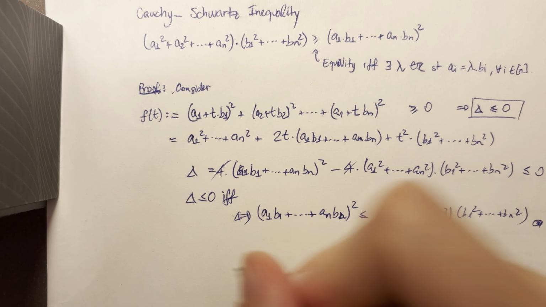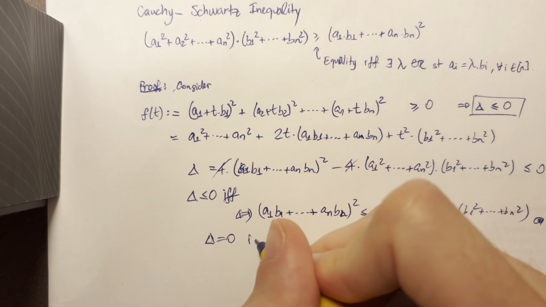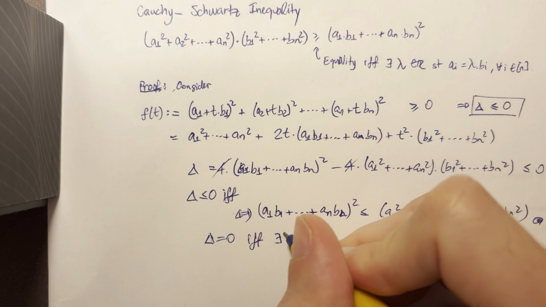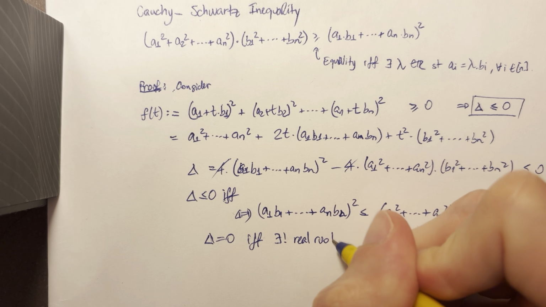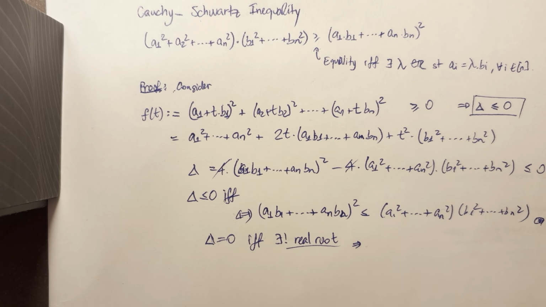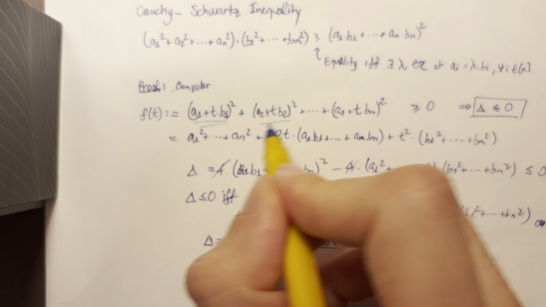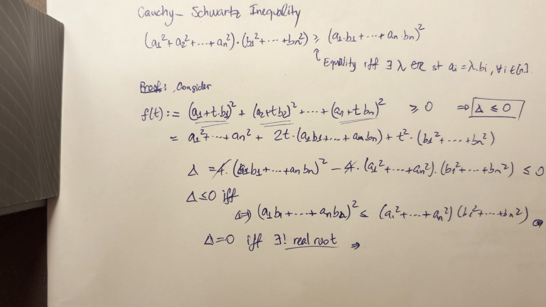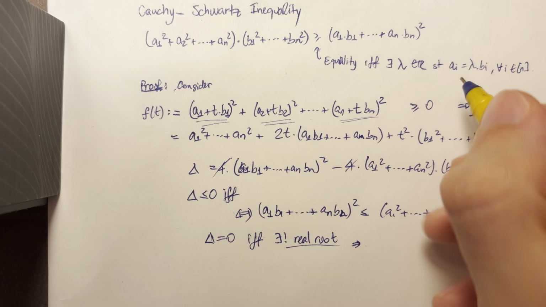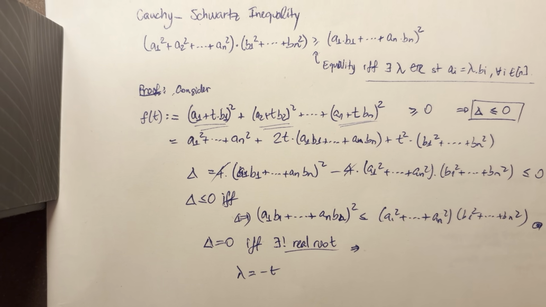And once again, just as a final comment, delta equals 0 if and only if there exists a single real root. At that point, the sum of squares, f of t, must be 0. So how can it happen? All of the values inside the parentheses must be 0, which means that there exists a lambda equal to minus t satisfying these. Okay, perfect. And then the a_i's and b_i's are proportional.